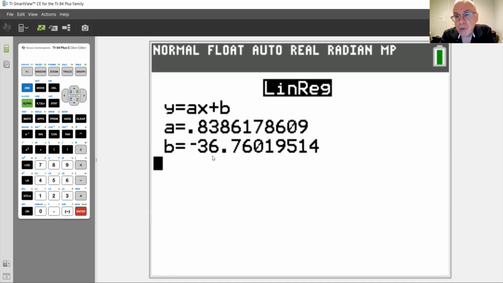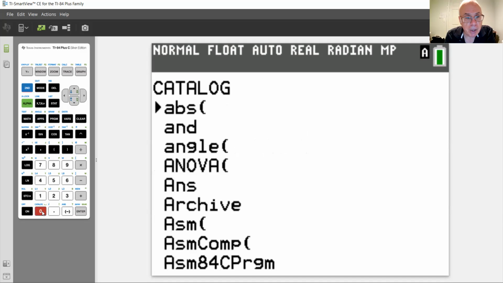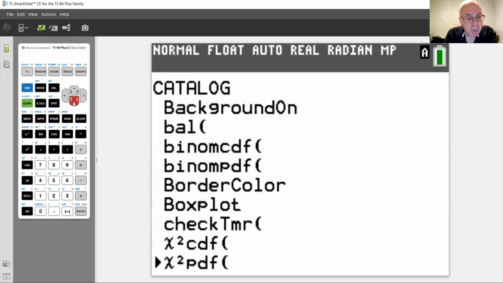So since it's not on the screen here, how do we put it on the screen? I did demonstrate this in class, but I'll show it to you again. You need to go to the catalog in the calculator. You go second 0, where the catalog is, and then you just simply scroll down until you get to the D's. These are in alphabetical order.